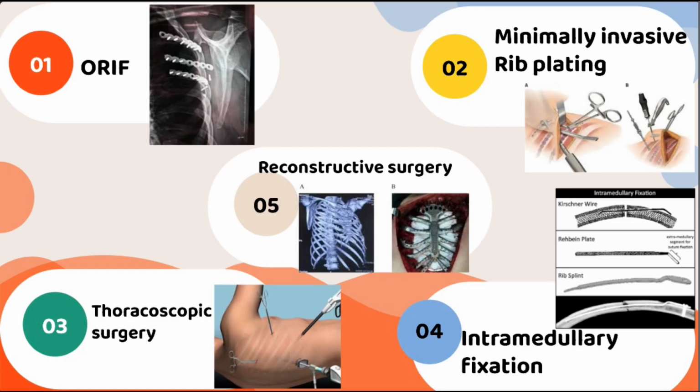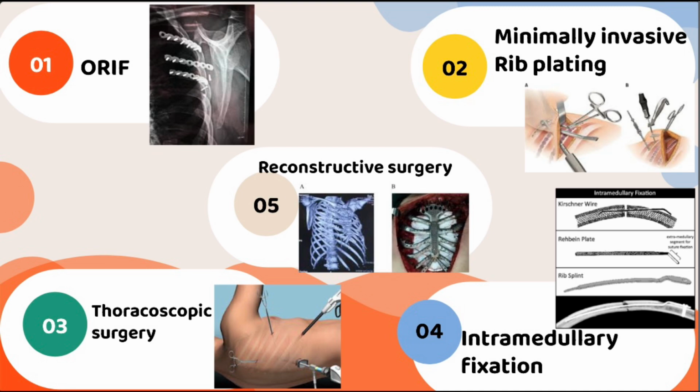There are 5 different surgeries of the rib. Those include ORIF, which stands for open reduction and internal fixation, which I will be focusing more on. Then we have minimally invasive rib plating, which is where a small incision is made near the fractured rib. The surgeon then repositions the fracture in segments and places a titanium or biocompatible plate to match the shape of the ribs. These plates are secured to the rib using screws or locking mechanisms to stabilize the fracture. Once those plates are secured, the incision is closed.